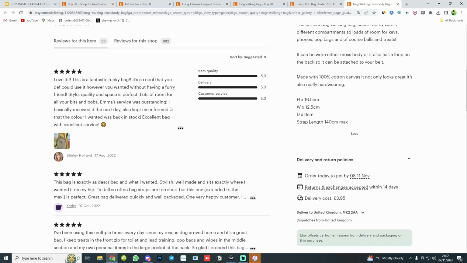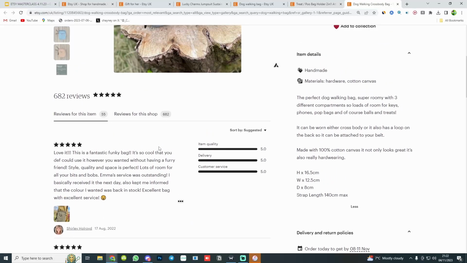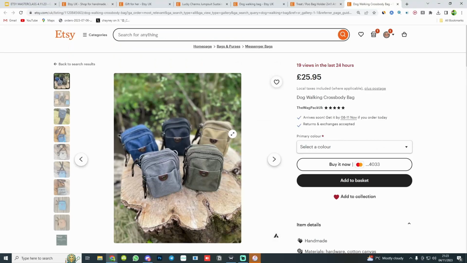It was essentially the reasons I was saying earlier, right? Lots of room for bits and bobs. So I was saying, can I store my phone in here? Can I put my dog treats or dog toys in here? It's exactly the stuff I was talking about. I hope you can understand where I'm going with this, because it should all click in your brains, I guess.